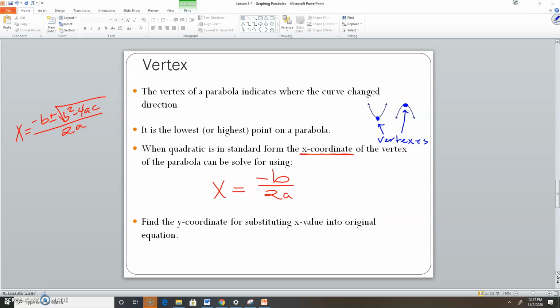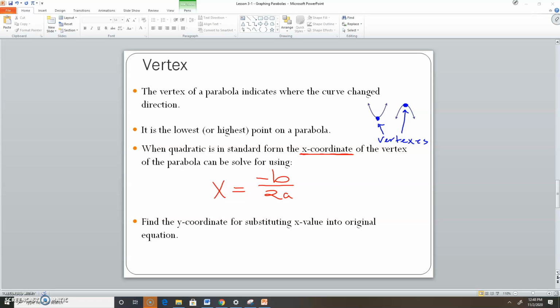Okay? Now, last time we talked about how this b squared minus 4ac was our discriminant, right? Well, negative b over 2a, that part right there, is what determines how to find the x coordinate of your vertex. So this is something you will want to have memorized. That is part of your test. It will say, how do you find the x coordinate of the vertex? And you will write that down: x equals negative b over 2a.